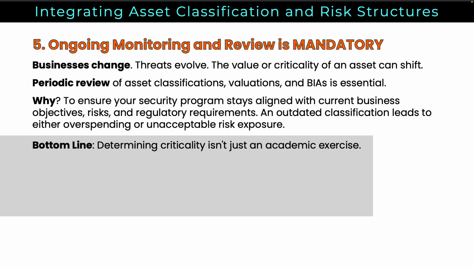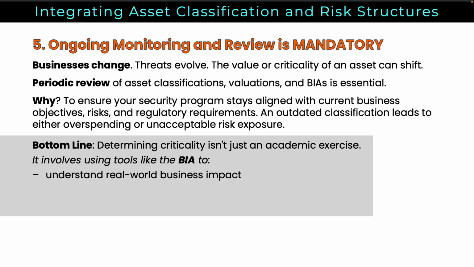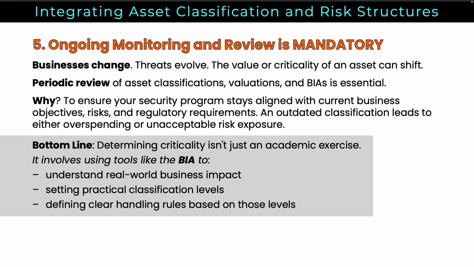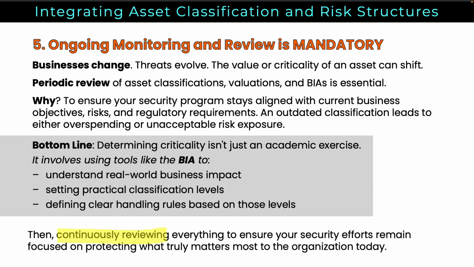Bottom line, determining criticality isn't just an academic exercise. It involves using tools like the BIA to understand our real-world business impact, setting practical classification levels, and defining clear handling rules based on those levels. And then continuously reviewing everything to ensure that your security efforts remain focused on protecting what truly matters most to the organization today at the current time. Remember, the CISM and ISACA really see this as a continuous adaptive loop. That brings us to the end of this section.